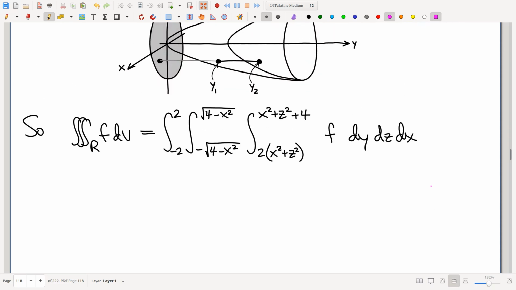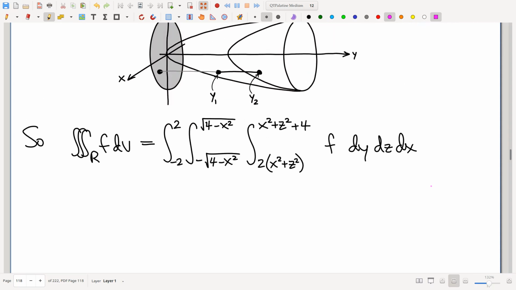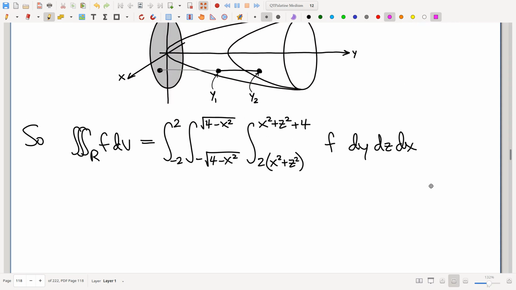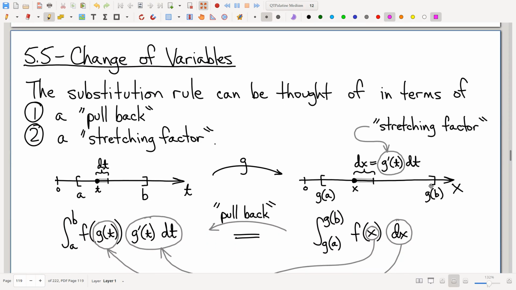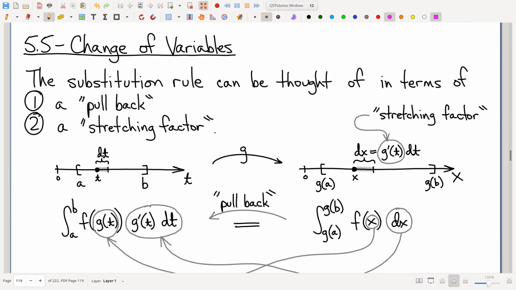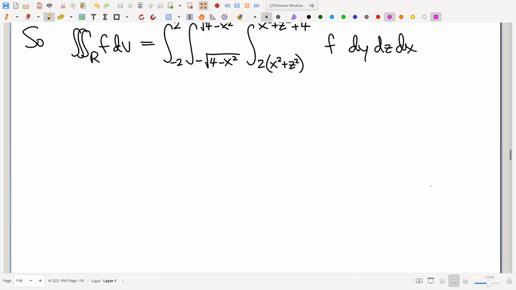Okay, details. There's the final answer. Make sure you can do that. Okay. So that finishes triple integrals. By the way, let me recognize one thing before we go on.